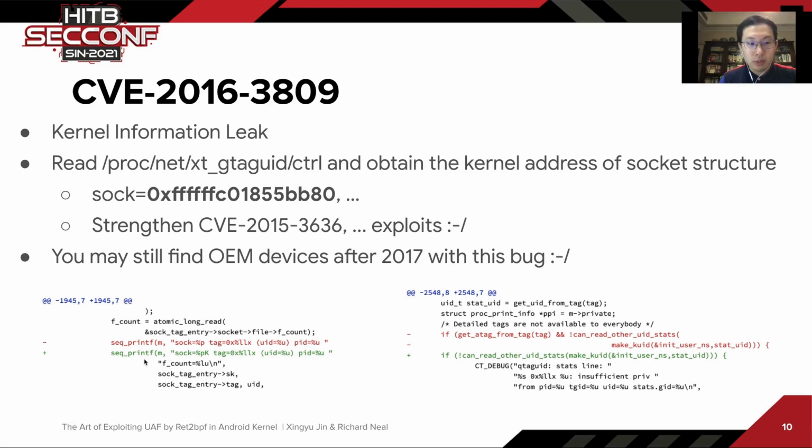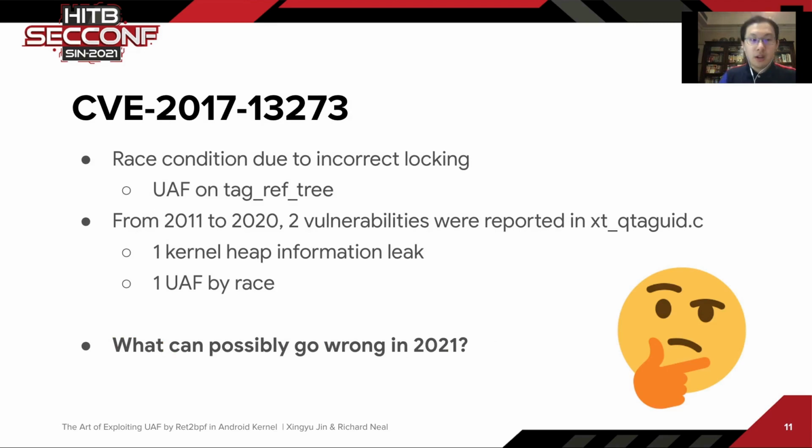Well, the other one is a use-after-free bug in the tag registry caused by a race condition due to imperfect locking. As you can see, from 2011 to 2020 there were only 2 vulnerabilities in this module, and the module got replaced since it is now executed by BPF. So what can possibly go wrong in 2021?